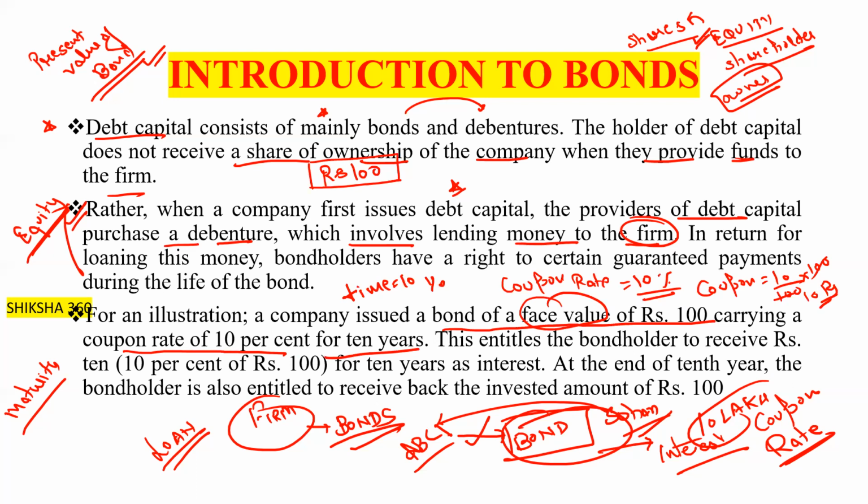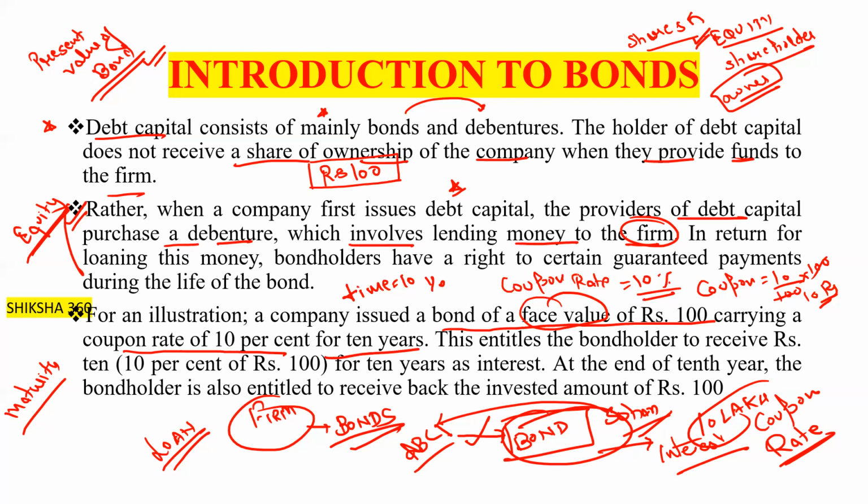So this entitles the bondholder to receive rupees 10 for 10 years as interest. After a specified period, as they mention, every year or every 6 months, the bondholder will receive 10 rupees as interest, or we can say as a coupon.